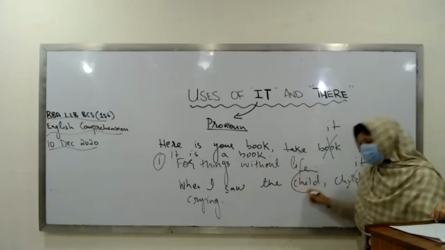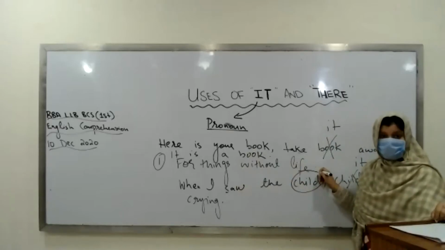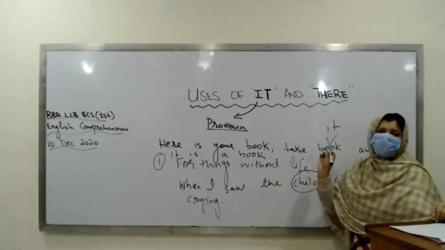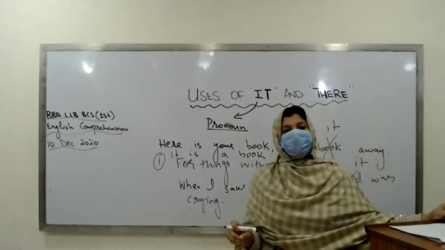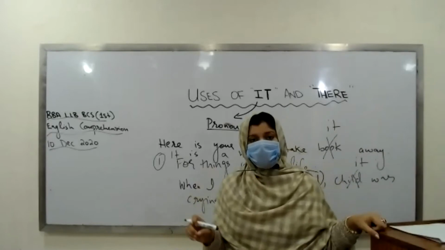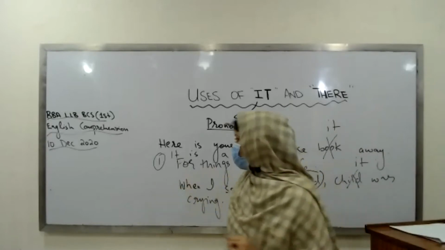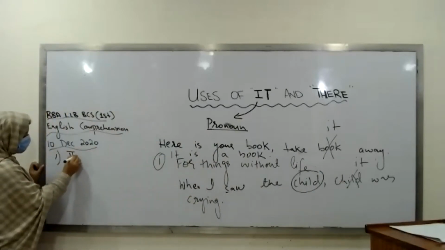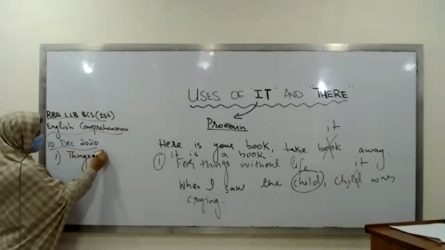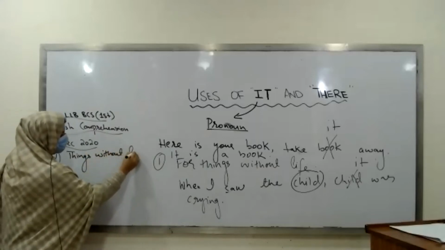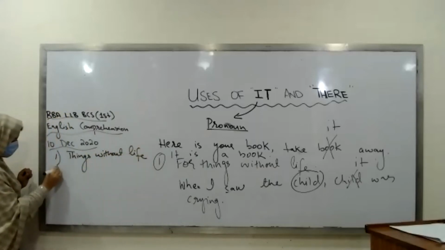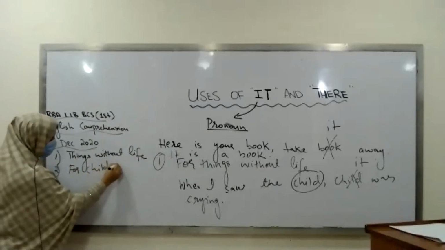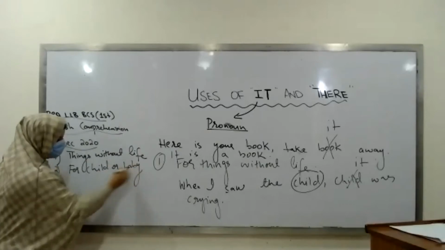So जब आप generally किसी child की बात करना चाह रहे हैं in a sentence, उसमें आप कोई describe नहीं करे whether it is a male or female. When you are just using the word child, तो उसके लिए आप उसको replace कर सकते हैं with the word it. So we have talked about till now two uses of it. First is what? Things without life. Second is for baby or child, right?